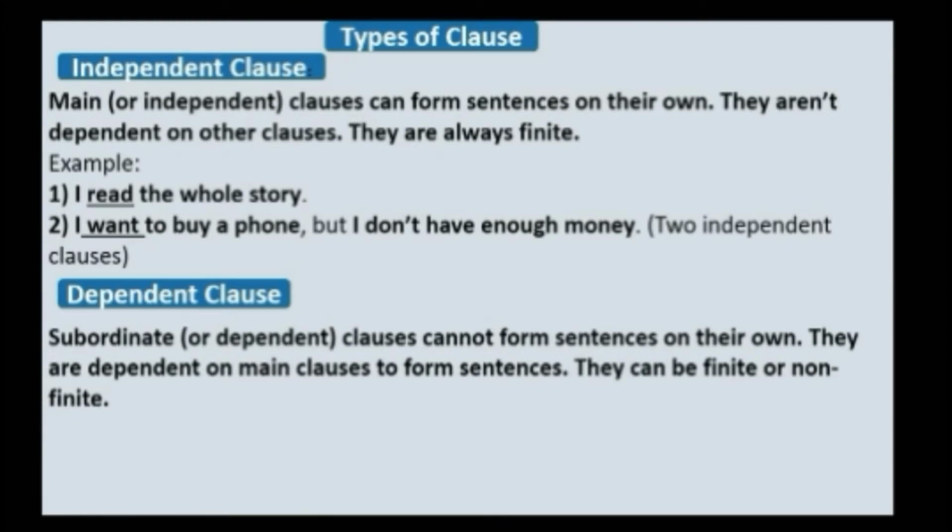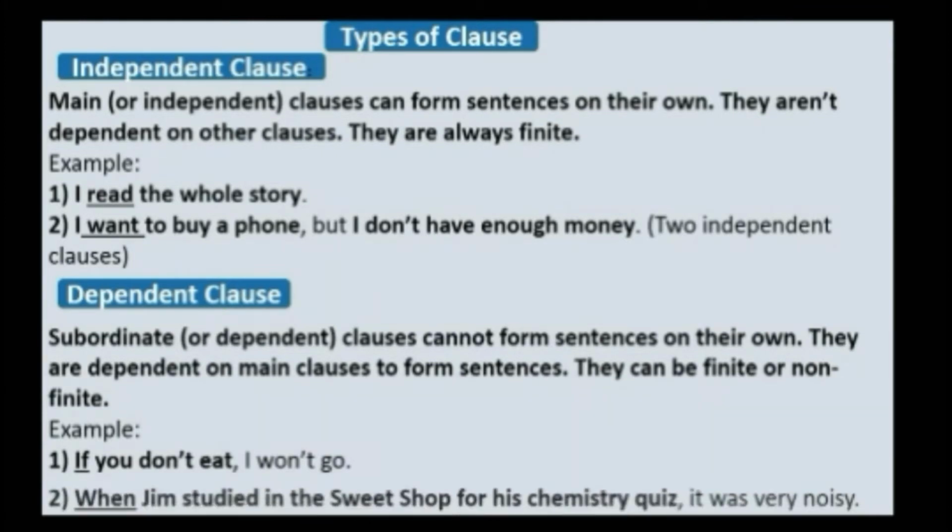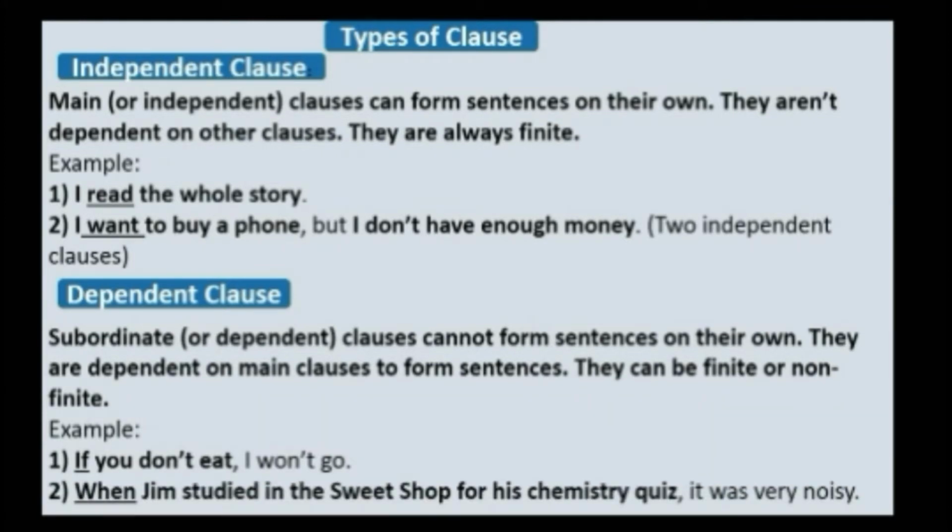So what is a dependent clause? It does not fulfill its meaning. It depends on another clause to complete its meaning. An independent clause has its complete meaning. A dependent clause depends on another clause, and it has a non-finite verb which does not have tense and subject. So, if you don't eat, I won't go. If you don't eat is a dependent clause. It depends on the second clause to complete its meaning. I won't go is an independent clause. When Jim studied in the suite is also a dependent clause. So a dependent clause does not fulfill its meaning, but an independent clause gives its meaning completely.